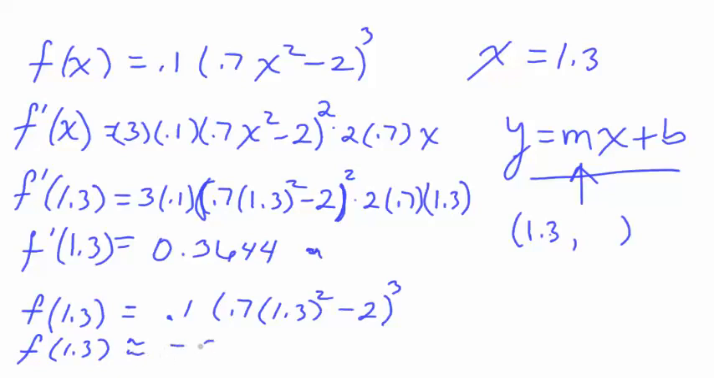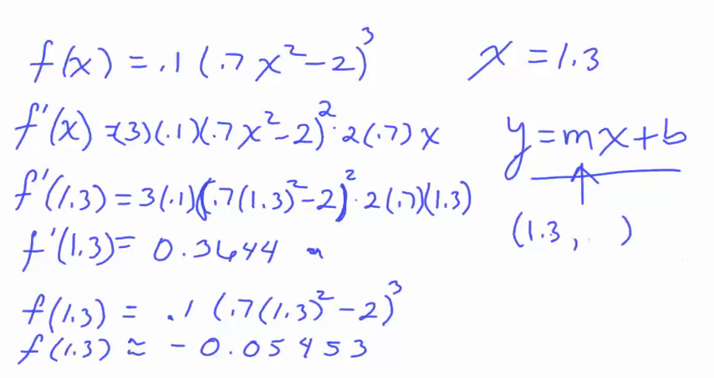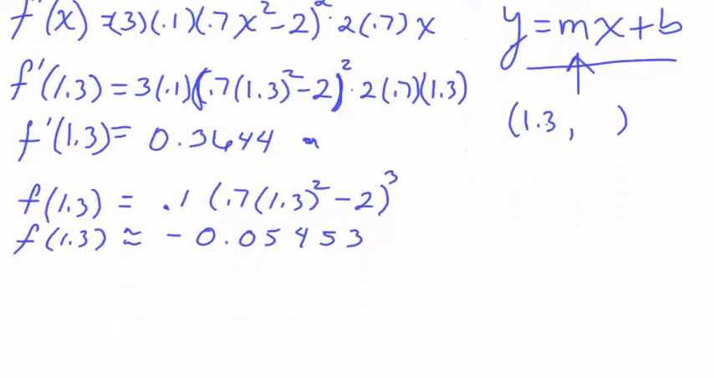Anyway, so we got f of 1.3, and we're going to approximate that. We got negative 0.0545. I'm just going to go out to quite a few decimal places here. Alright, so we have our y now. We have everything we need to know.